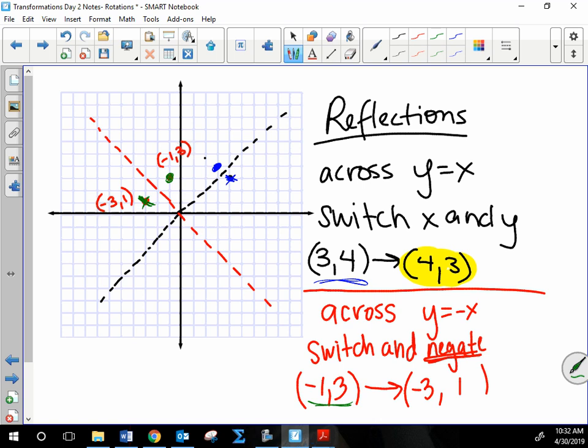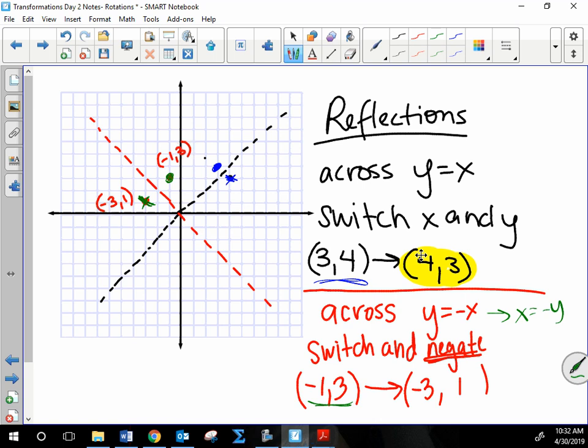Now notice what happens here. My values switch, and the signs got negated. And if we think about our reflection line, y equals negative x, then y is now just the opposite of x. If I were to solve it for x, x is the opposite of y. So whatever x was is now your new y opposite. Whatever your y was is now your new x opposite. And again, that's going to be true anytime you're reflecting across the line y equal to negative x.